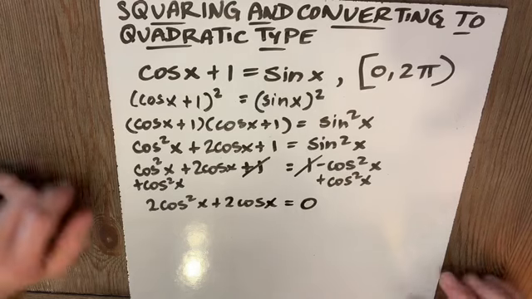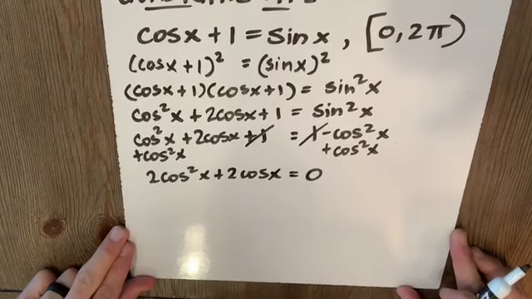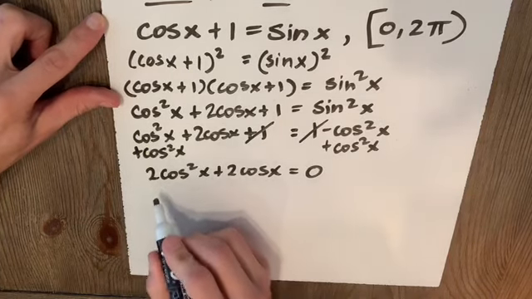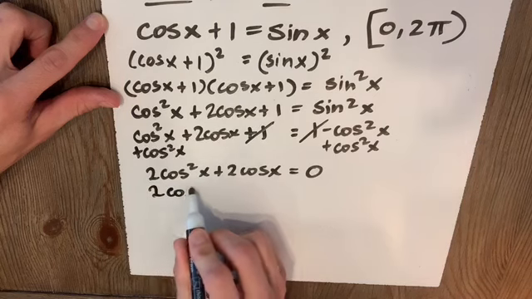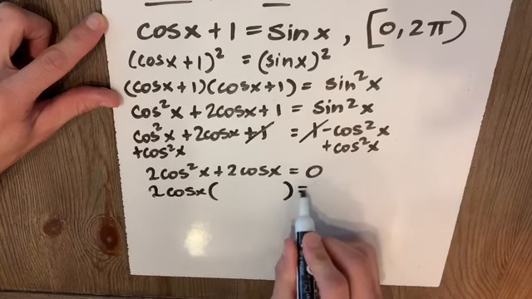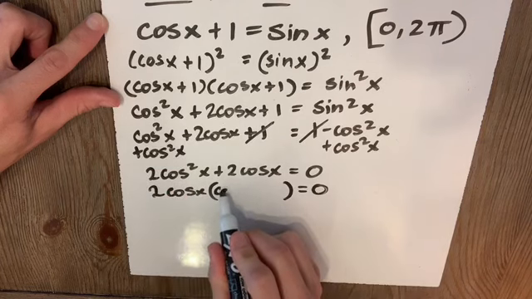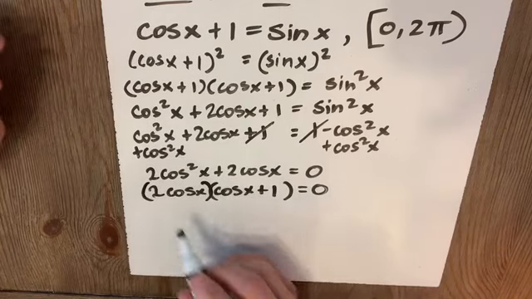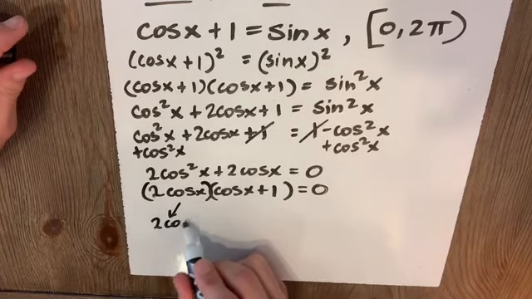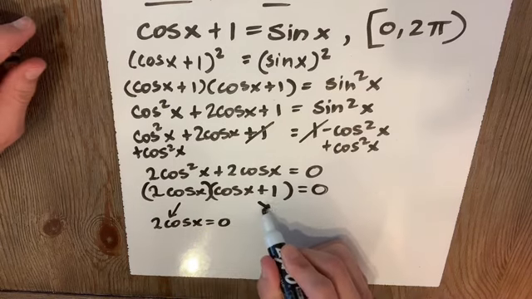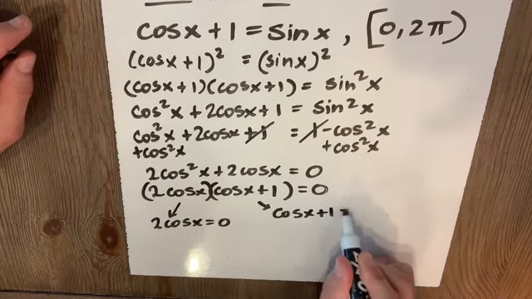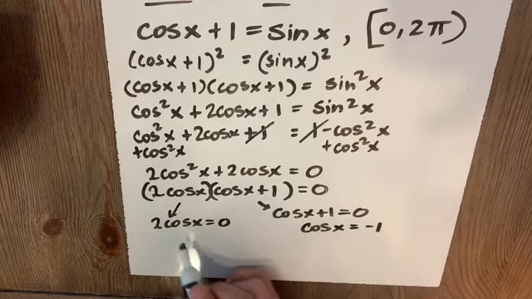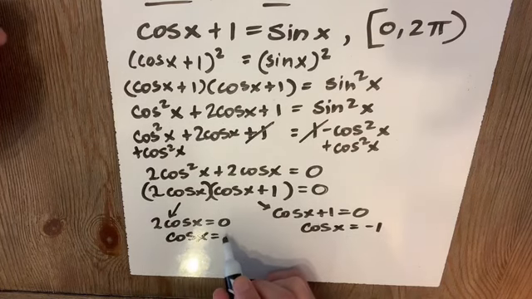Remember, I want to set up that zero product property. So in order to do that, I'm going to factor, because I want something times something else equals 0. What's common to both? 2 cosine x. And what's left over if I take out 2 cosine x? Well, I'm left with cosine x plus 1. And now that I've got this times that equals 0, I can say 2 cosine x equals 0 and cosine x plus 1 equals 0. So cosine x equals -1. If I divide both sides by 2, I get cosine x equals 0.